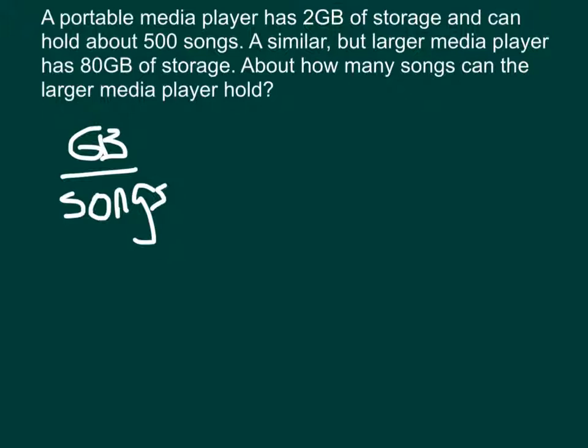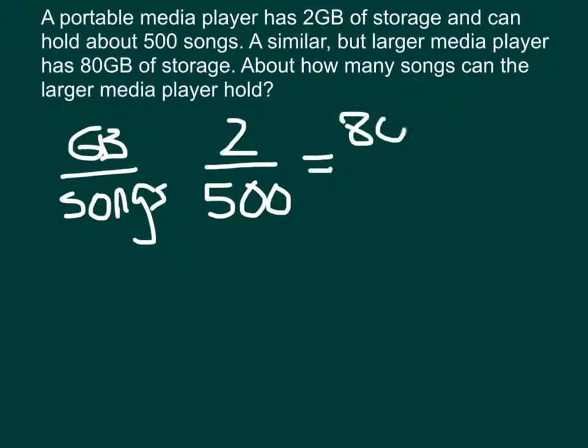The smaller media player has 2 gigabytes and will hold 500 songs. The larger media player has 80 gigabytes and will hold, that's what we're trying to find out. So we put X there because we don't know the answer. Now we've got a proportion that we can try to work out. Remember, one of the things I always do is look to see if there's a special relationship that we can use to make this problem easier. Well, 2 and 80. 80 is 40 times 2. So that means that X is going to be 40 times 500.